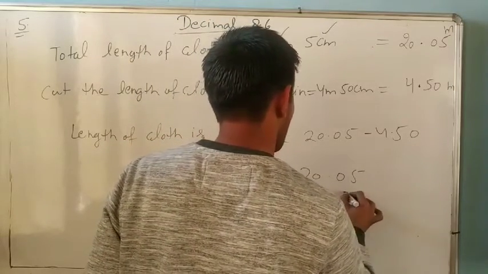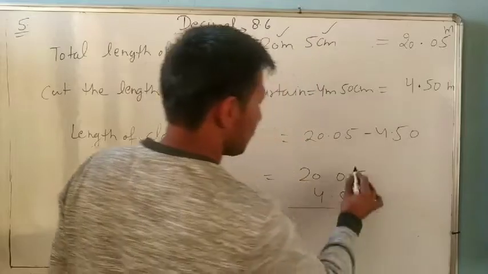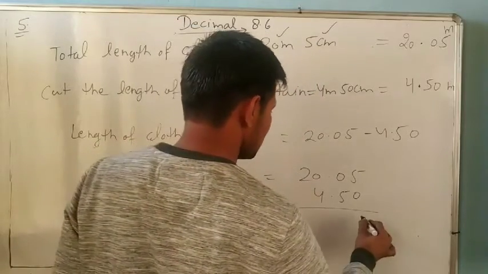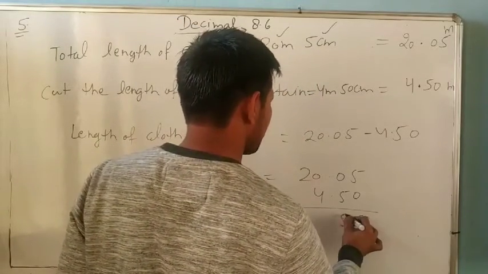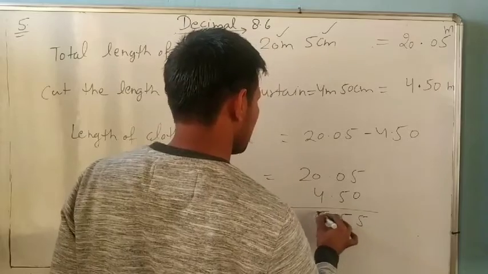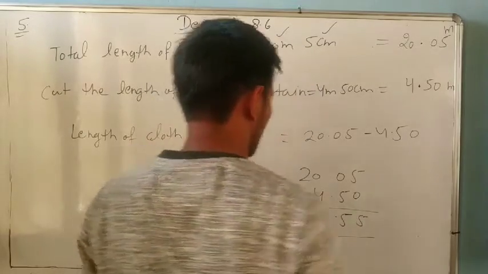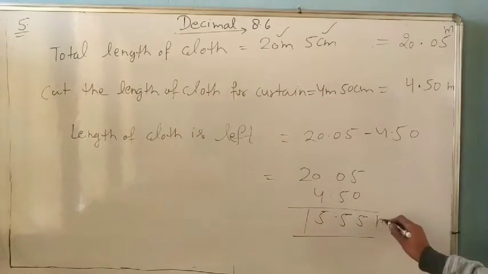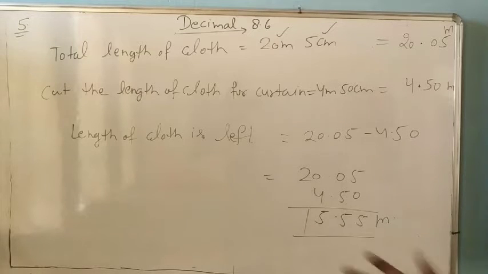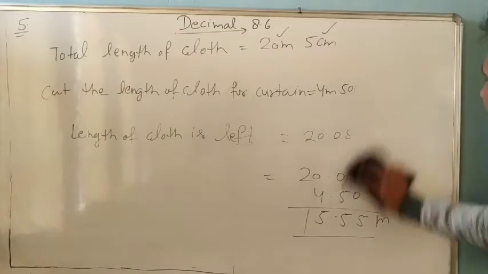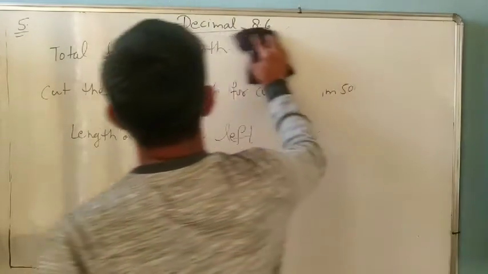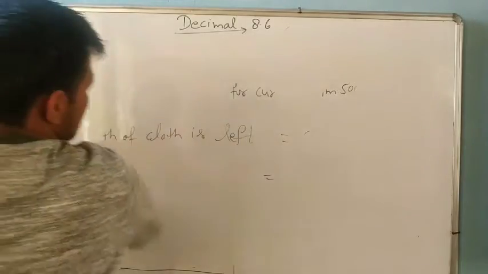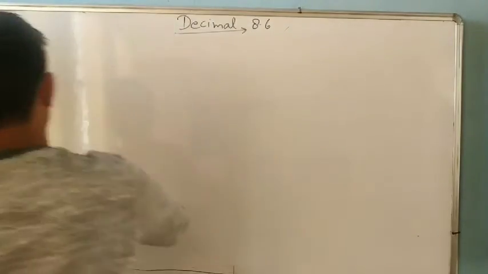Either you can subtract directly, otherwise you can subtract like this. 5 minus 0, 5. 10 minus 5, 5. 9 minus 4, 5. So 15.55 meter is left. It is your answer. Very easy questions. All questions are very easy. Only now you have to subtract. Next is the last question of this exercise, of this chapter also.